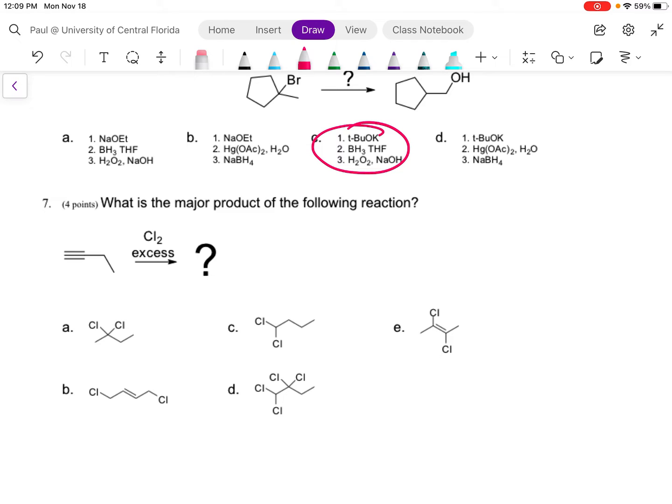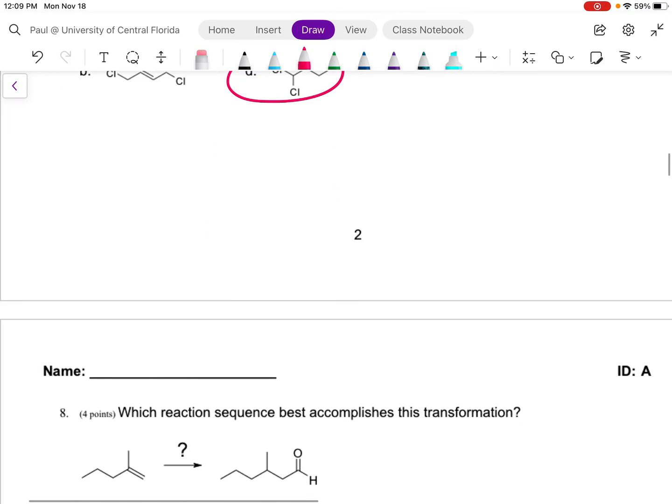Question 7. What is the major product of the following reaction? That's going to put all the chlorines across that triple bond. 4 of them.